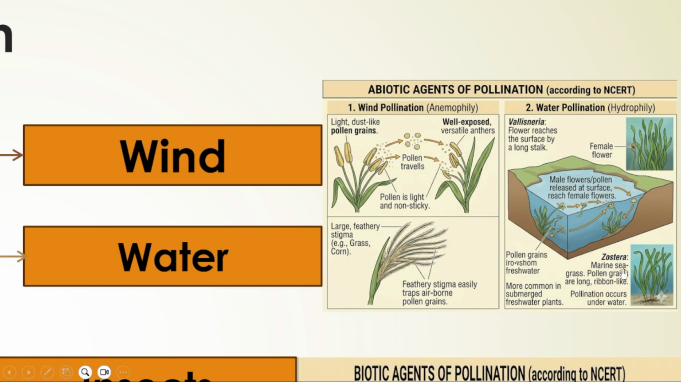Next, one more example is Zostera, the best example of a marine seagrass. Pollen grains are long and ribbon like. Here the pollen grains are very long. Pollination occurs underwater. This is the example for underwater pollination, and the earlier one is the example for pollination above the water surface.